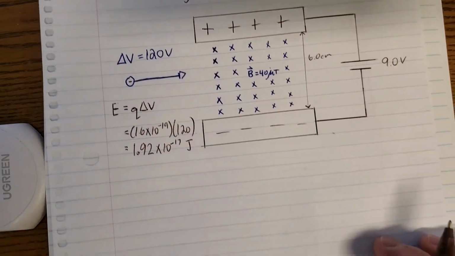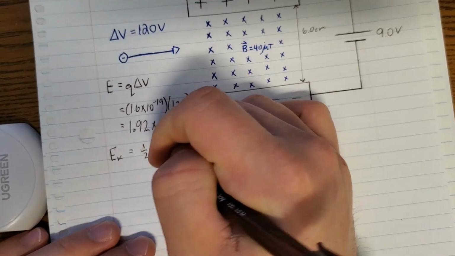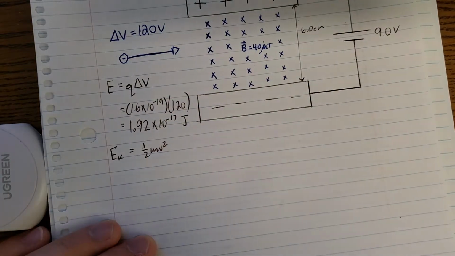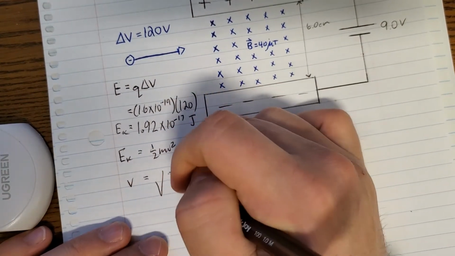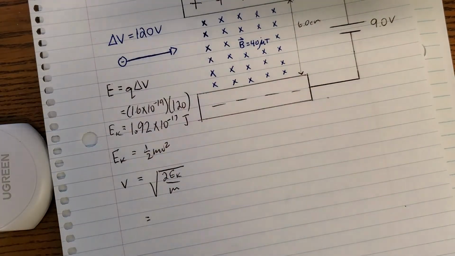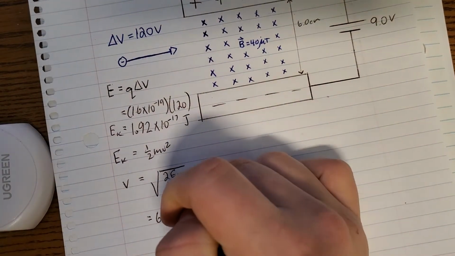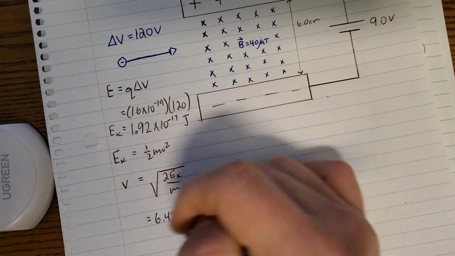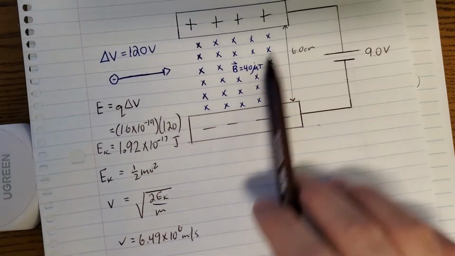Okay, the reason we're doing this is to get speed, so we'll just use our kinetic energy formula. Okay, and done this a few times. Double the energy, divide by mass, take the square root. Okay, I get 6.49 times 10 to the 6 meters per second. Okay, so that's how much speed the electrons enter this region with.